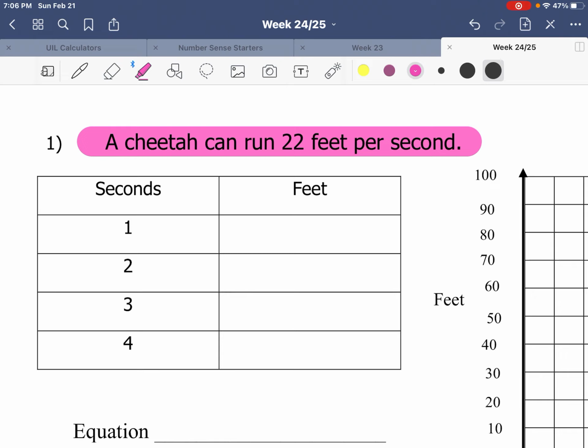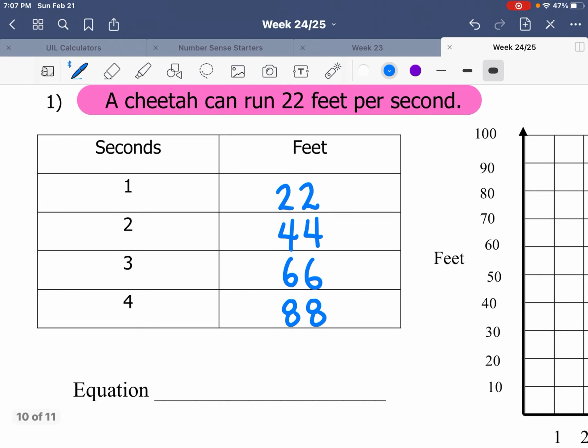If we're to fill in that table, we can see that after 1 second, that cheetah will have run 22 feet. If you give him 2 seconds, he'll have run twice that, which would be 44 feet. If you give him 3 seconds, he'll have run 3 times that, which would be 66 feet. And then, of course, if you give him 4 seconds to run, he'll run 4 times that, which would be 88 feet. So there's the table that represents that word description.